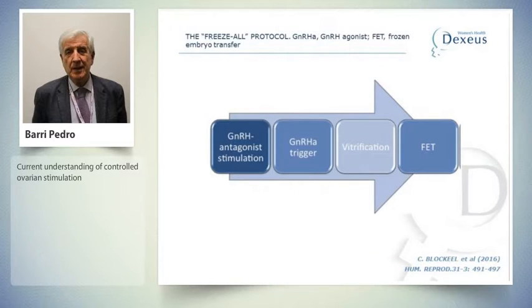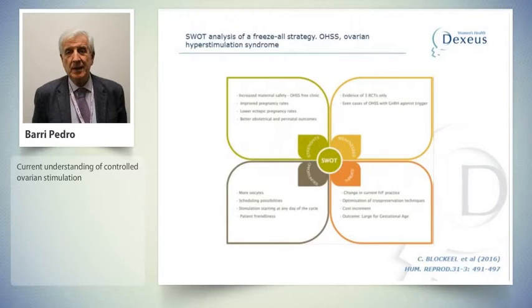And finally, you will see in this conference several presentations on the strategy of freezing all embryos and deferred embryo transfer. And it's very interesting, this publication by Christophe Blockeel from the Brussels group, in which he presented the strategy they are following to have this OHSS-free clinic: starting GnRH antagonist ovarian stimulation, triggering with a bolus of GnRH agonist, vitrification of either all oocytes or all embryos, and then frozen embryo transfer, deferred embryo transfer.